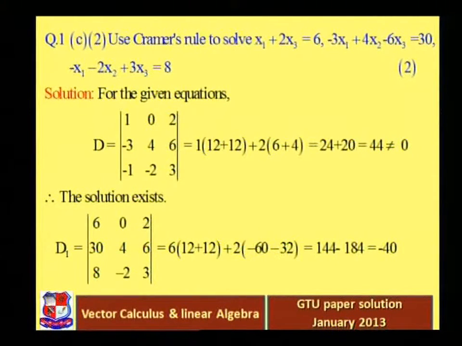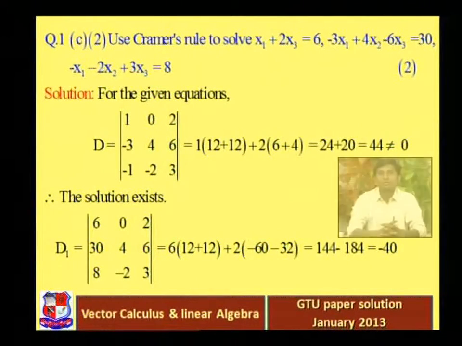Question 1C, the second part. Use Cramer's rule to solve x1 plus 2x3 is equal to 6, minus 3x1 plus 4x2 plus 6x3 is equal to 30, and the third equation is minus x1 minus 2x2 plus 3x3 is equal to 8.